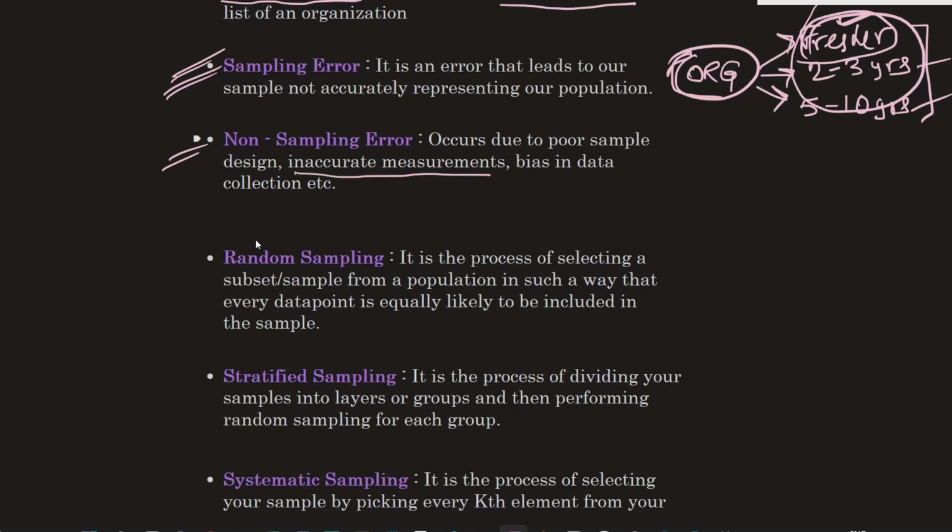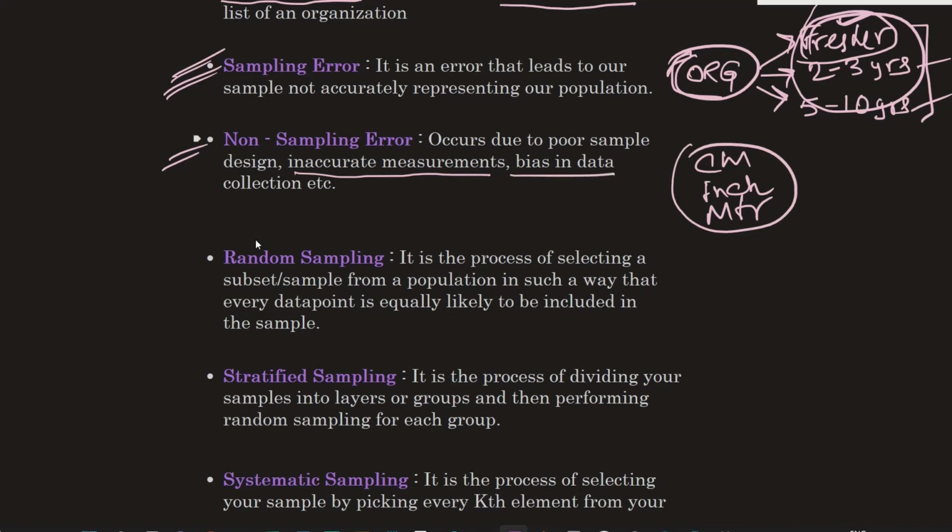Inaccurate measurement means that, let's say that you are collecting the data for the height of students, and for a few hundred students the height has been recorded in centimeters, for a few students it has been recorded in inches, and maybe for a few students it has been recorded in meters. So this inaccurate measurement will also lead to non-sampling error.